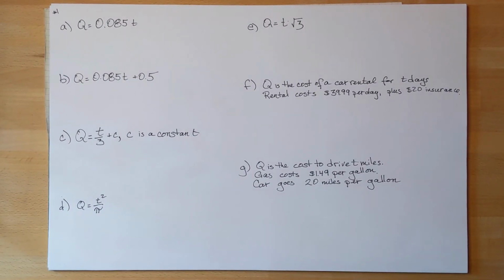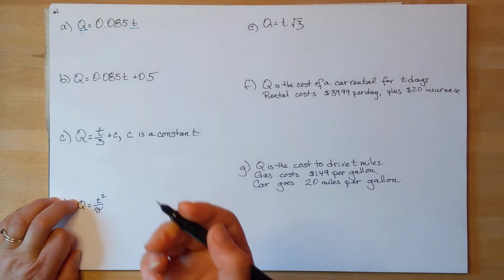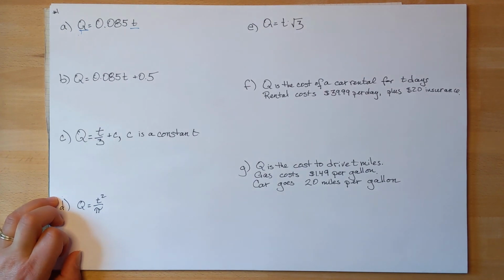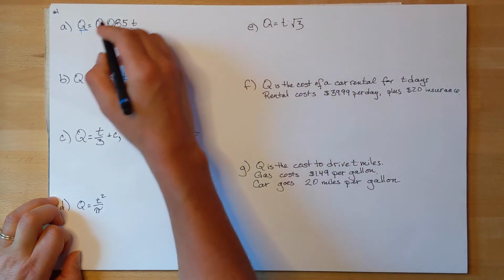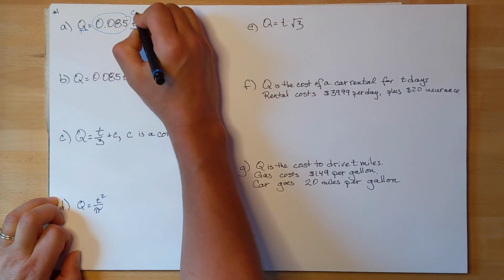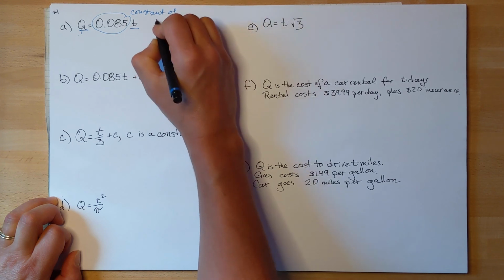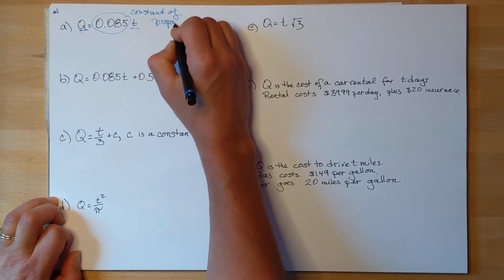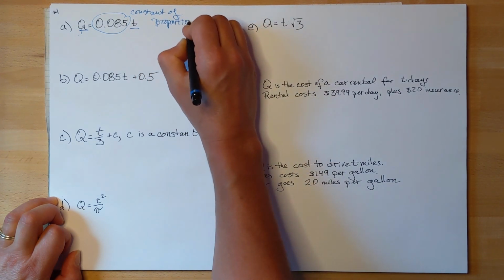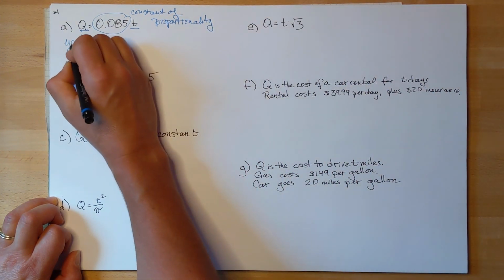So this is problem 1 of the review problems, which asks us for each of these situations whether Q is proportional to T. So this first one, 1A, this is our basic relationship of proportionality. It's as simple as Q is some constant, the constant of proportionality, times T. So yes, these are proportional.